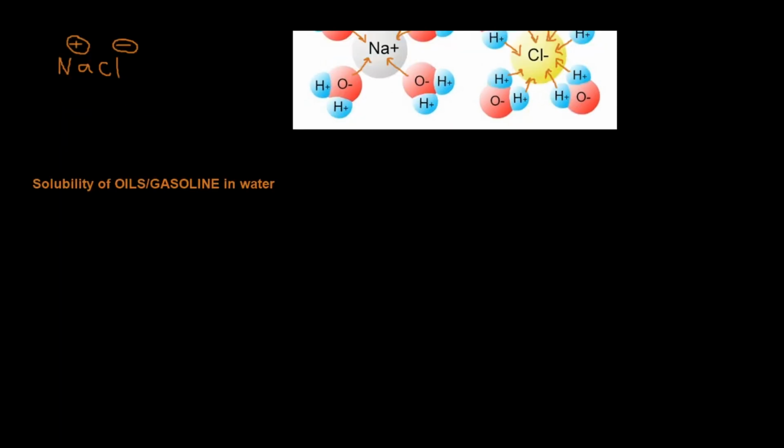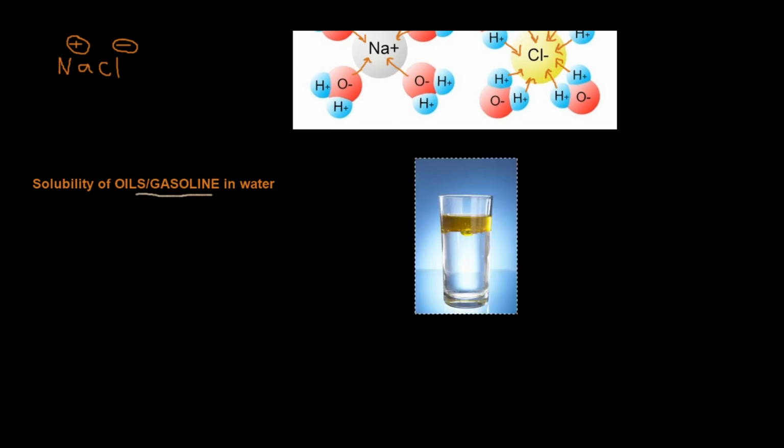Now we will discuss the solubility of oils or gasoline in water. We will find out why oils are not soluble in water. As you can see in the picture, we have a glass of water. At the lower portion of the glass we have water, while at the upper portion of the glass we have added oil. Now after mixing, you would see that separate layers of oil and water form. Now what is the reason?